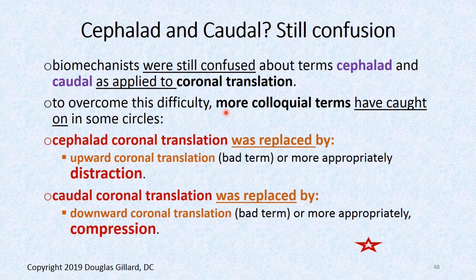So some biomechanics were still confused about the terms cephalad, caudal as applied to coronal translation. To overcome this, the more colloquial terms have caught on in some circles. So cephalad coronal translation, which is just sliding the vertebrae up, was replaced by the word distraction. Or upward coronal translation is not really frowned upon. Distraction is really an AKA for cephalad coronal translation. Don't you love this stuff? Really easy to make test questions on this crazy stuff.